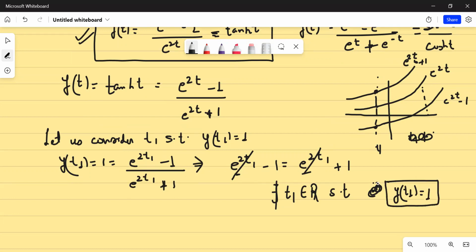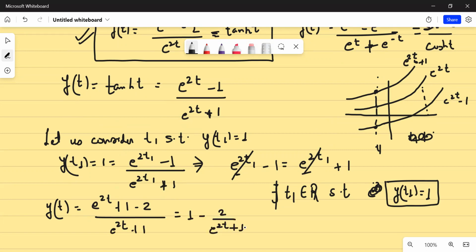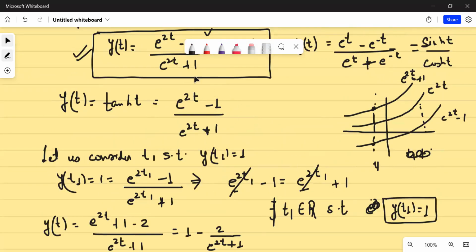In fact, you can also figure out that y(t), if I write it as e to the power 2t plus 1 minus 2 divided by e to the power 2t plus 1, it will give you 1 minus 2 upon e to the power 2t plus 1. Okay. Now, what is the domain of this particular function? The domain is all real R, because this can never be 0. e to the power 2t plus 1 can never be 0 because e to the power 2t is always positive, and if 1 is added to it, it will always remain positive. And also, you know that exponential is defined for all t belonging to R.